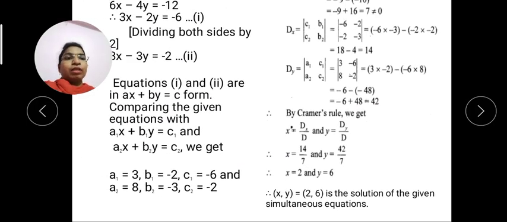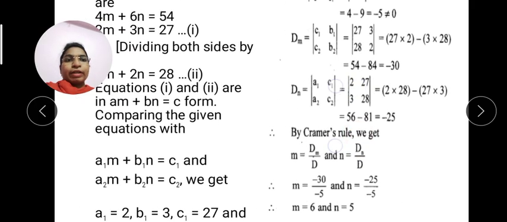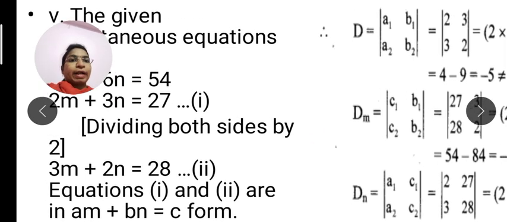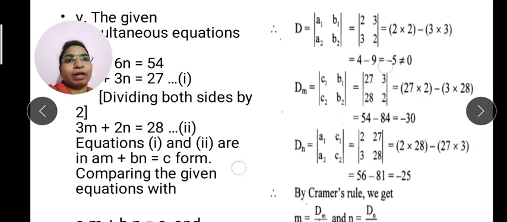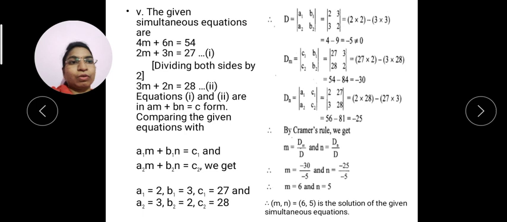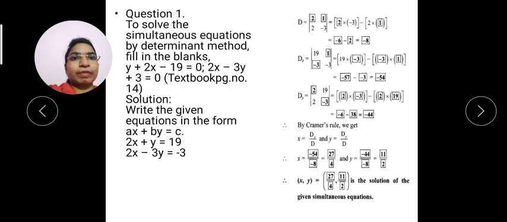Okay students, in this way you have to complete this exercise 1.3 in your notebook and do the practice. I told you before that I will conduct the exam after the completion of 1.4. So be ready for the exam. Do practice at home. Again the same. This is the last but one question.